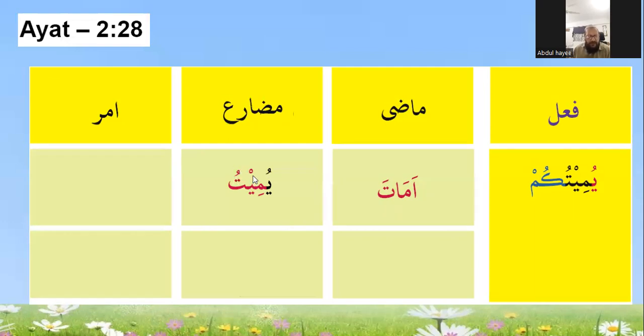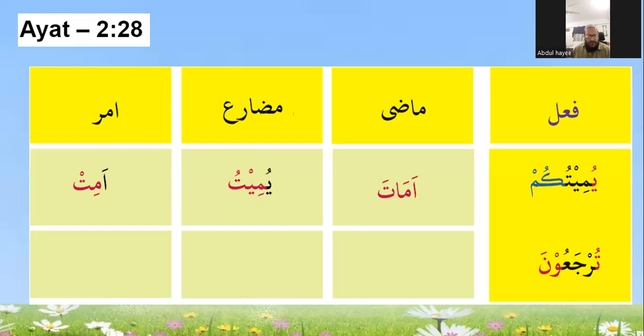Look, there are two sakins together. Ya is sakin, ta is sakin. So ya is a weak letter. Normally a weak letter drops, so ya will be dropped. So what is left? Meem and ta. So we put alif here for fatah. So we'll say amit. Amit. Okay.